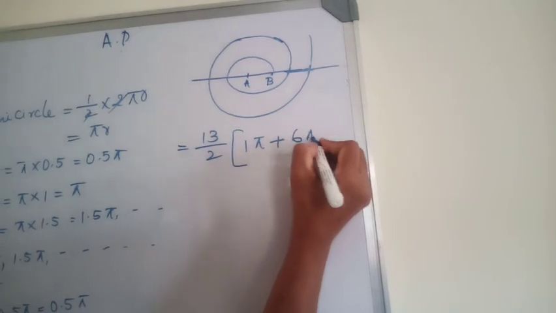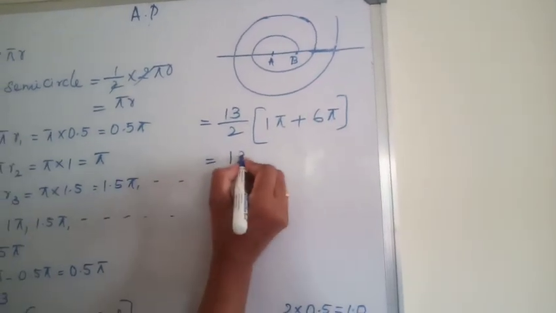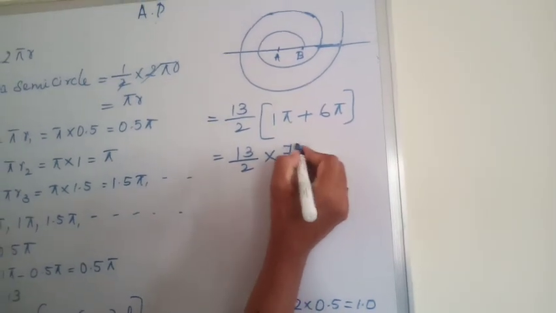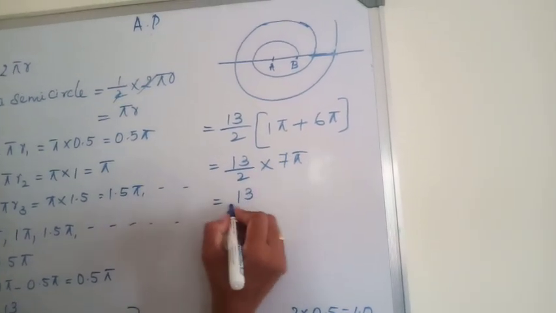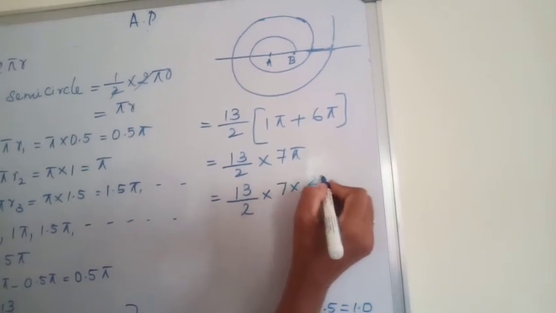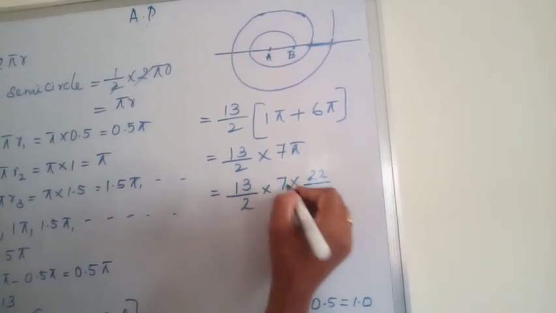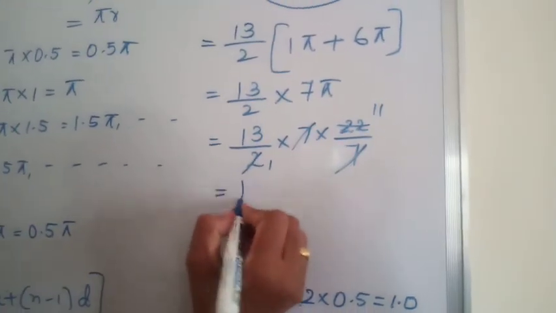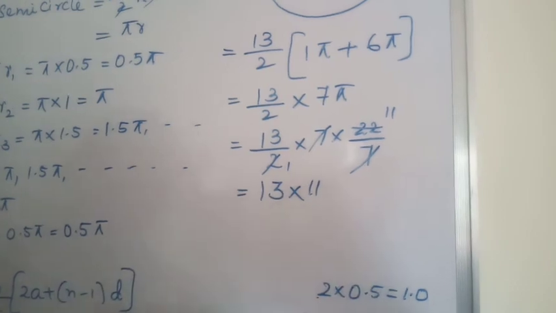So it is 6 pi. So 13 by 2 into 7 pi, because 1 pi plus 6 pi is 7 pi. They had given the value of pi as 22 by 7, we have to substitute. So 7 into 22 by 7. This 7 and 7 will cancel. 2 and 22 will cancel. 13 into 11, we have to multiply and write.